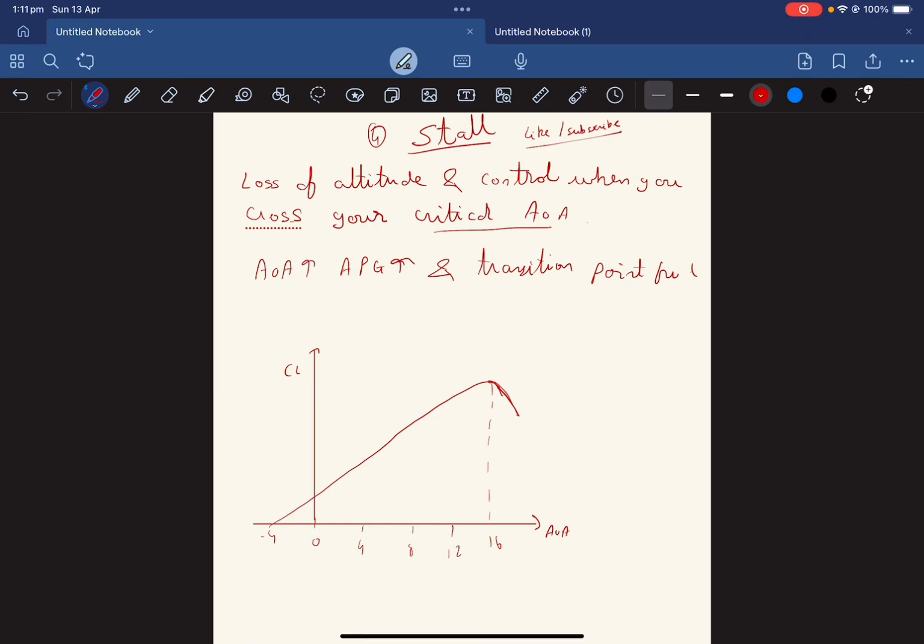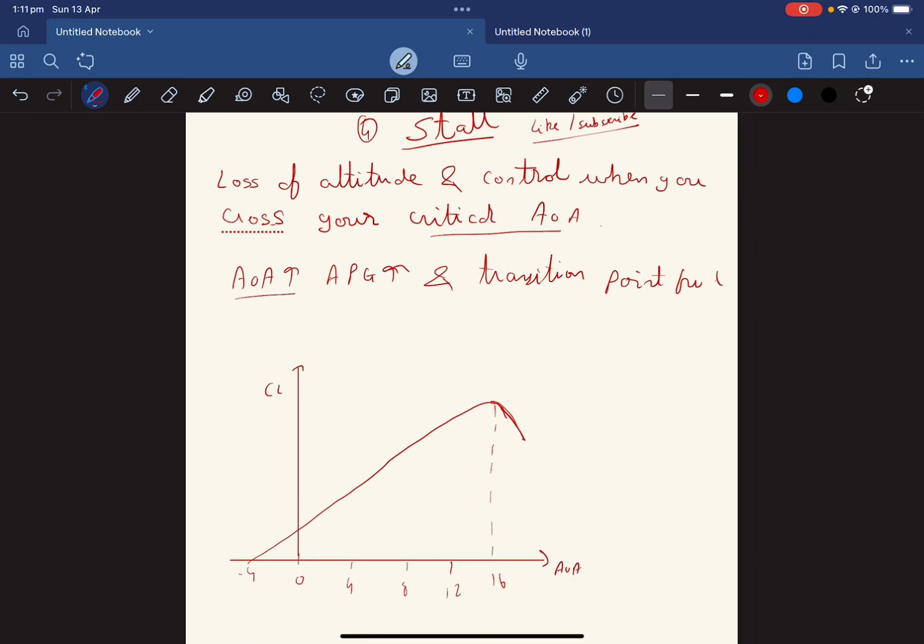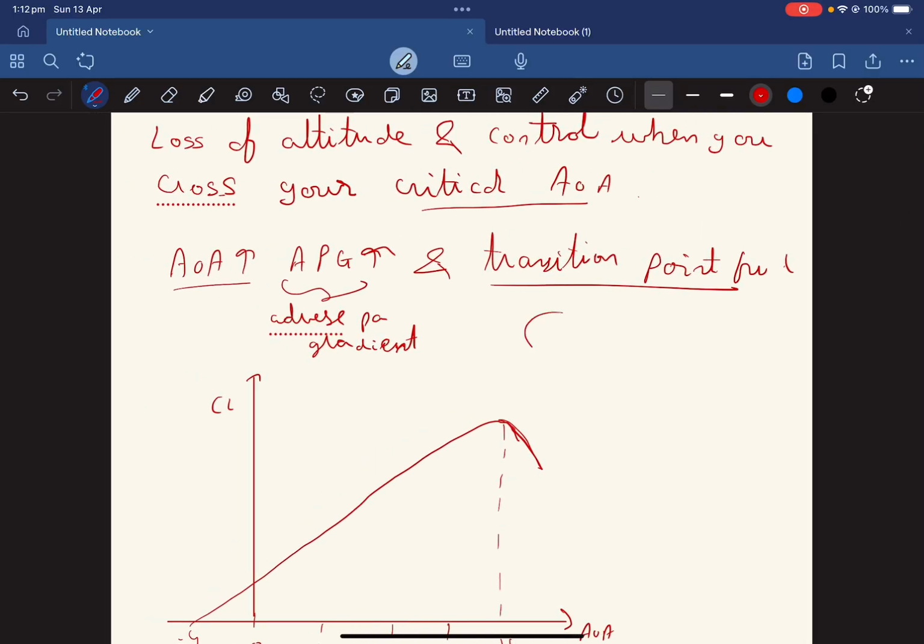Alright. So what happens when you increase your angle of attack? Your adverse pressure gradient increases, right? This is your adverse pressure gradient. And also, if you remember, what happens to your transition point? So what is the transition point? This is my aerofoil. This is my smooth air, and this is my turbulent air. The point where it transitions from this smooth boundary layer to this turbulent air is called the transition point.